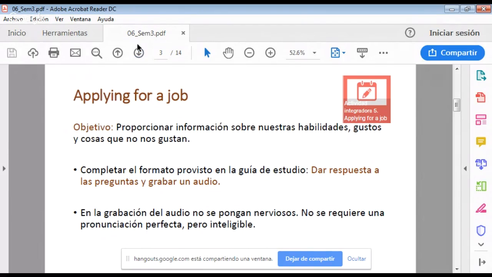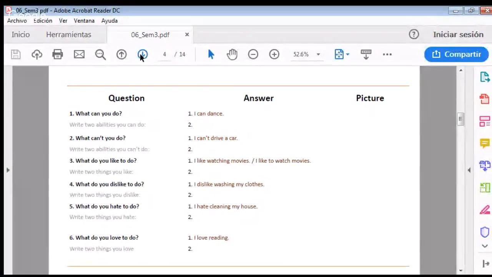Okay? Entonces, applying for a job is, I would say, a very easy activity, because you will be talking about yourselves and you will be answering certain specific questions. Actually, those questions are the ones that you can now see in your screen.